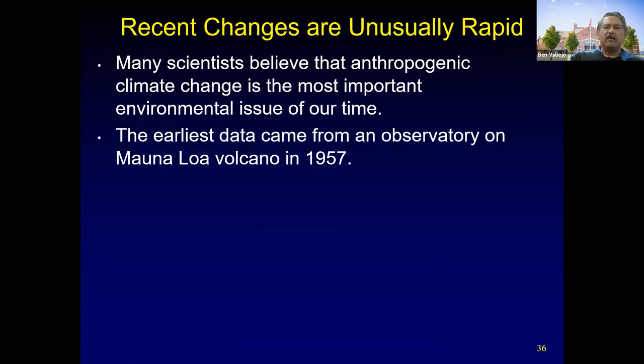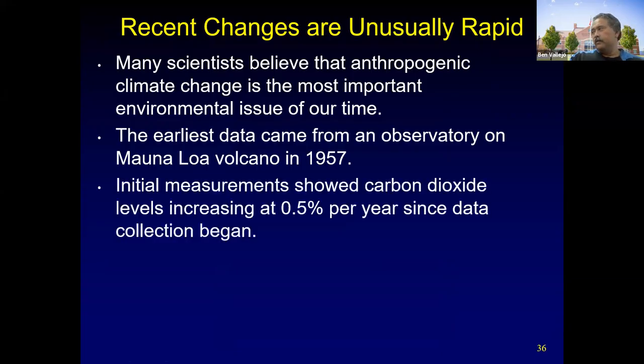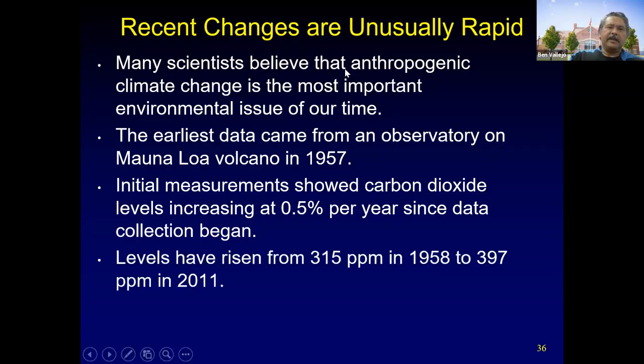These recent changes are unusually rapid, and this is because of the climate change. And it says here, many scientists believe that anthropogenic climate change is the most important environmental issue of our time. Anthropogenic means of human origin. So this has been known for a while.